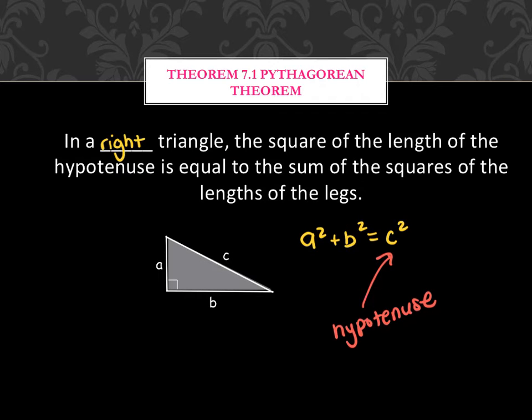Longest side. Okay, so sometimes you're going to get the actual triangle. Sometimes you're going to get the actual values and not the triangle. So remember that the hypotenuse is the longest side, or the side opposite the right angle. Other than that, a and b can be interchanged. It doesn't matter where their location is.